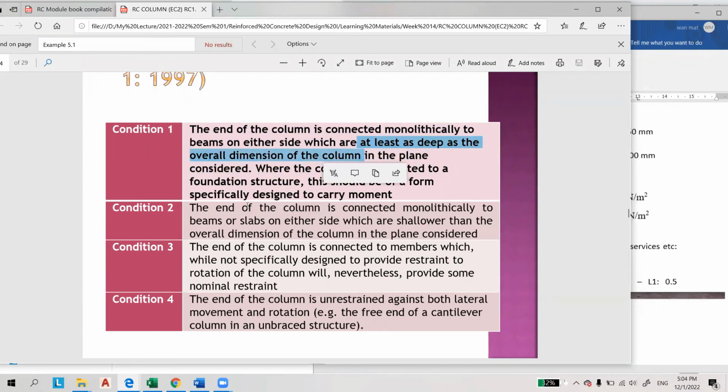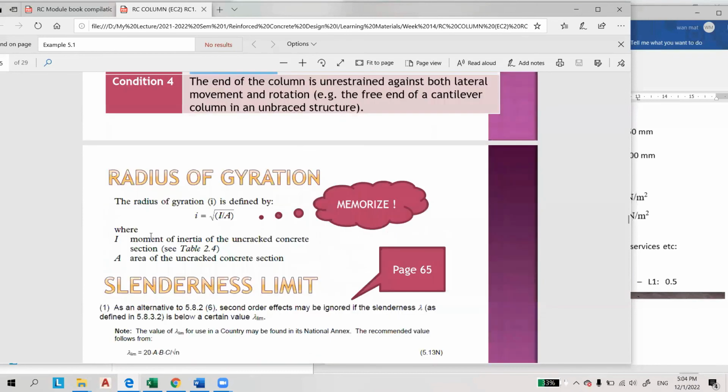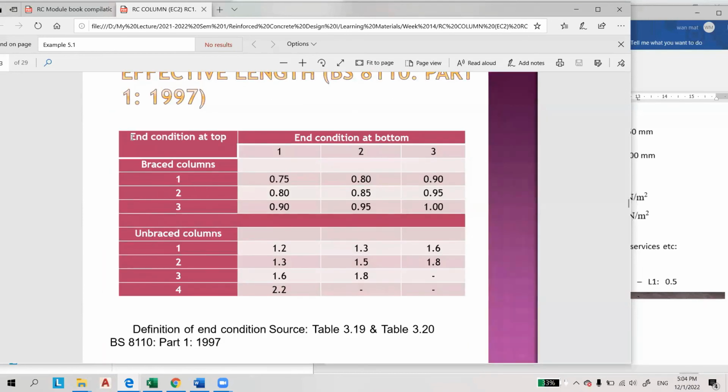So the depth of the beam shall be at least similar to the depth of the column. If the depth of the beam is shallower, then the condition is 2. For this one, while not specifically designed, this is rotation of the column, they will provide some nominal restraint. This is unclear. So for your project, and for most cases, this is the end condition at the top, and this is the end condition at the bottom.